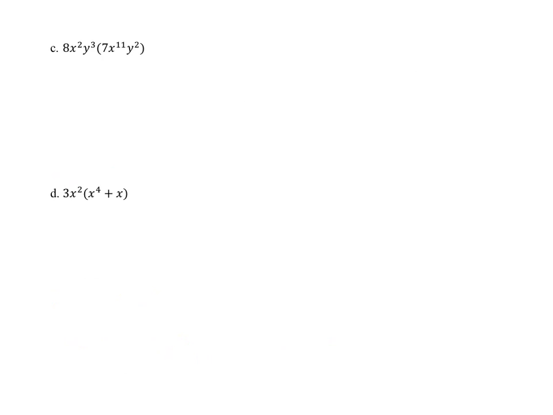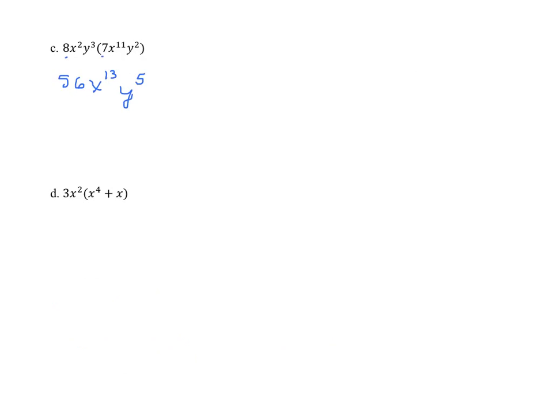Done. So for this one, instead of moving things around, I'm going to move them around in my mind and realize that I can multiply the coefficients together. 8 times 7 is 56. I have a total of 13 x's and a total of 5 y's.